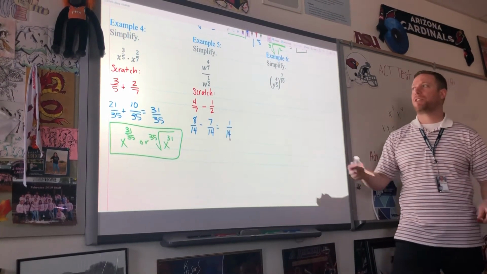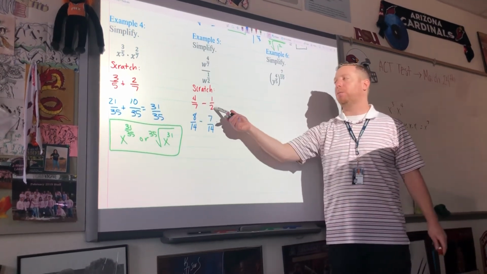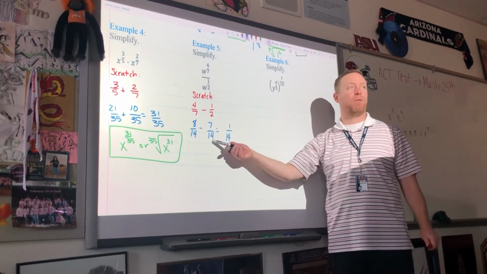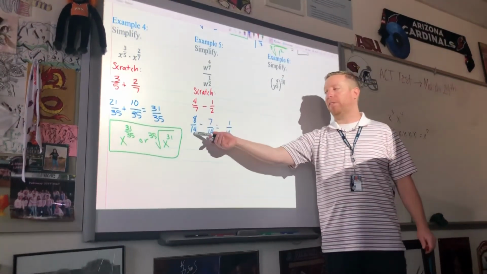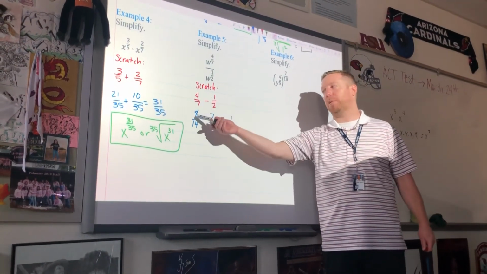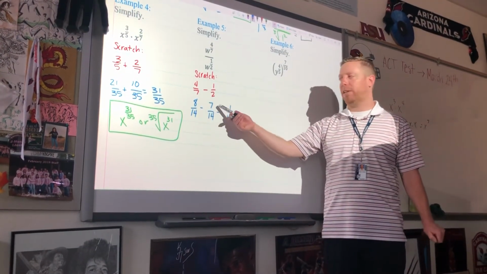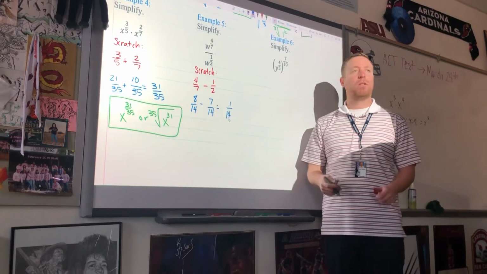Okay, so what I've done so far, 4/7 minus 1/2. I needed to get my denominators the same, so I turned them both to 14. How I got from 7 to 14 was multiplying by 2, so I had to multiply the top by 2 also. How I got from 2 to 14 is by multiplying by 7, so I multiplied the top by 7 also, and then I subtracted.